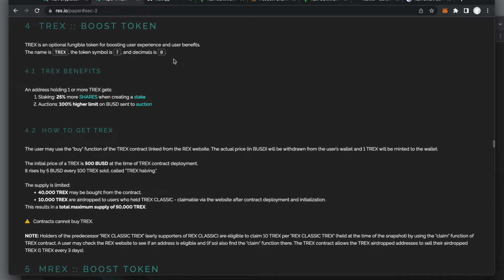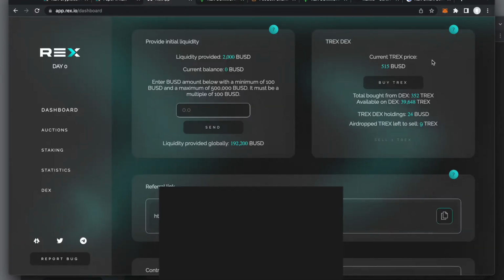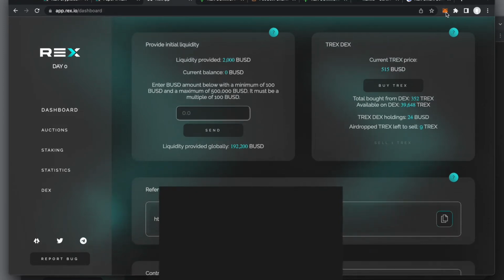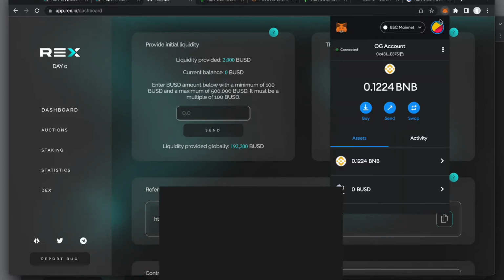How to get TREX. The user may use the buy function of the TREX contract linked from the REX website. I just showed that to you, but I'm going to show it to you again. It's right here on the app.rex.io dashboard. In previous videos in this sequence, I showed you how to configure your MetaMask wallet for the BSC mainnet, and how to connect it to the website.